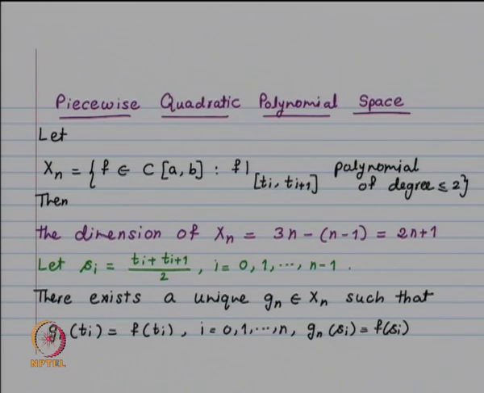So, now in order to have a unique g n belonging to x n, we need to provide 2 n plus 1 conditions. So, consider g n which belongs to x n, which interpolates the given function at t i and also at the midpoints of the subinterval. Such a piecewise polynomial is going to be unique.